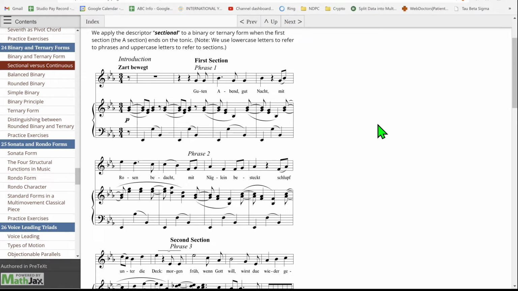Guten Abend, gute Nacht, mit Rosen bedacht. That's the first phrase. Mit Näglein besteckt.